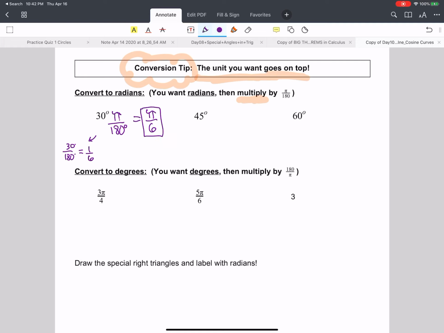So this one, 45 degrees. All right, what I want is radians, so pi radians.